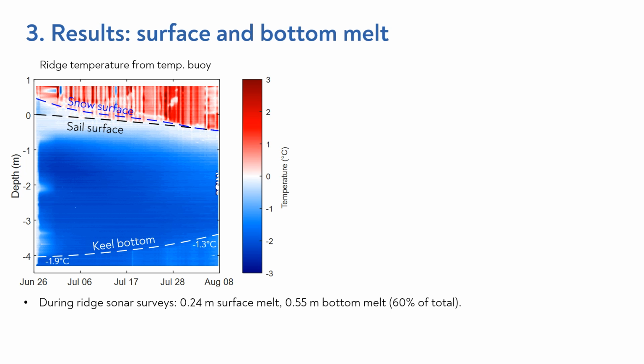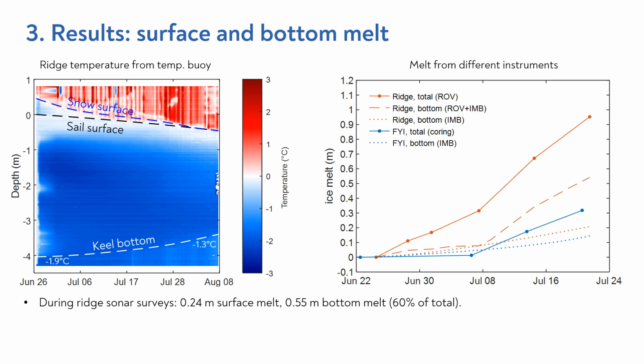Temperature measurements allowed us to distinguish surface and bottom melt for ridges and level ice. We found that ridge bottom melt was 4 times faster, with nearly identical surface melt for both level ice and ridges.